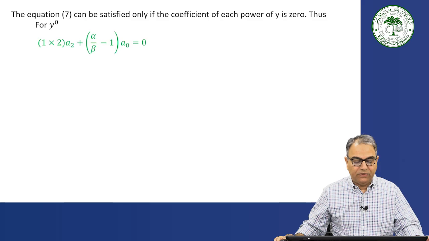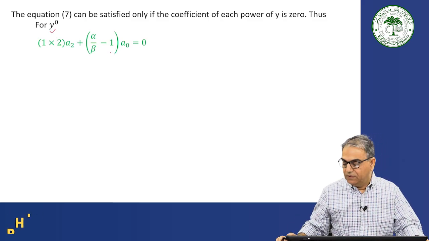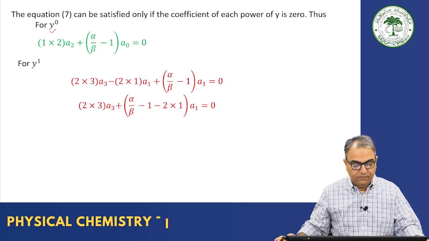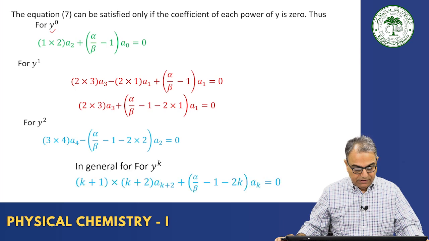So if you separate these equations for each power of y, then for y naught you have this equation. For y1 it is this equation, and for y2 it is this, and for y3 it is this. So in general for yk we can write it like this. Look at this equation again.